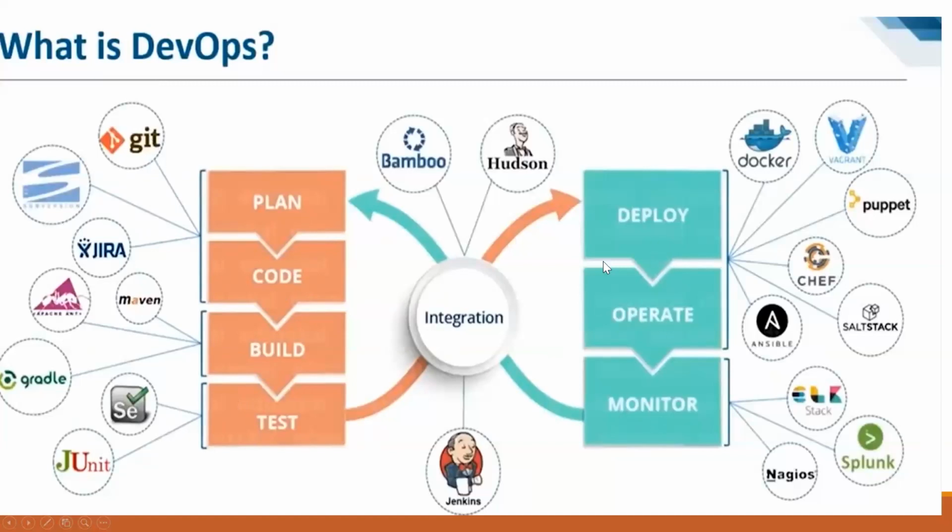In the deploy, operate, and monitor process, for deploying and operating they use Docker, Vagrant, Puppet, Chef, Ansible, and Salt. For monitoring, they use Nagios, Splunk, and Salt. These are the tools to automate the process. These are the DevOps tools to automate the process.